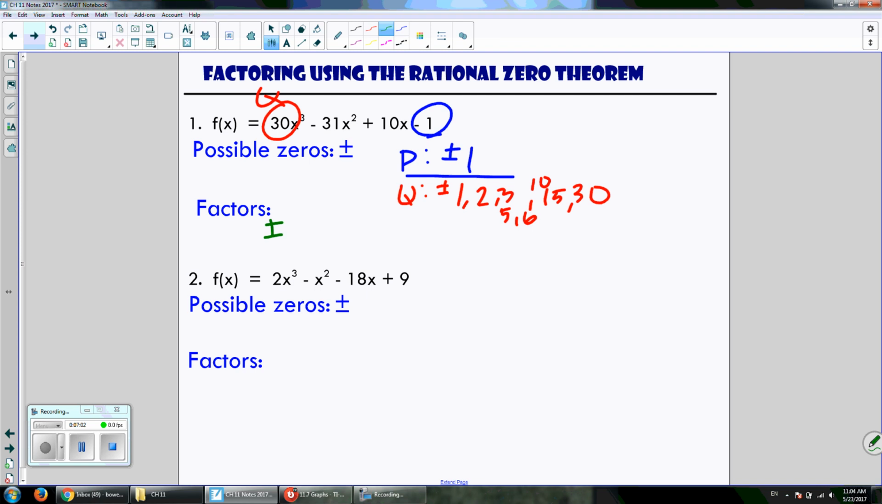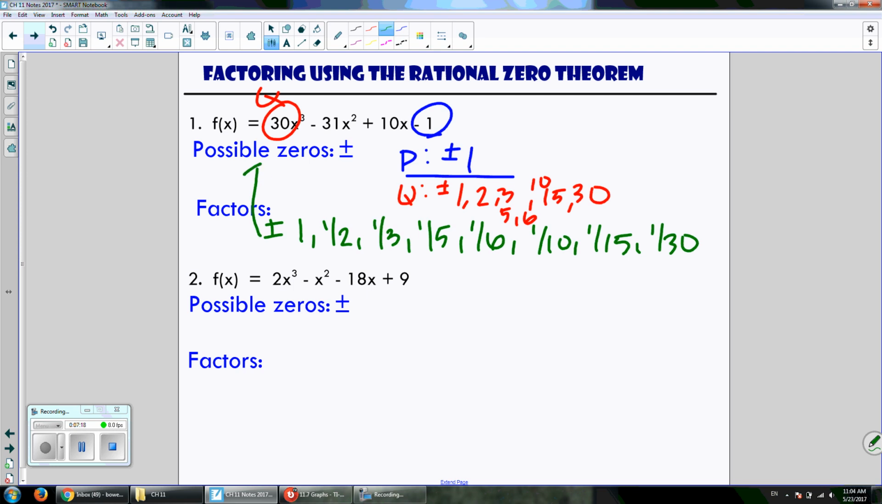1 divided by 1 is 1. 1 divided by 2 is 1/2. 1 divided by 3 is 1/3. 1 divided by 5 is 1/5. 1 divided by 6 is 1/6. 1/10, 1/15, and 1/30. Okay, so these are all of the possible zeros. And now I'm going to ask you again to graph that on your calculator and find the places where it crosses the x-axis to double check what we've got here.